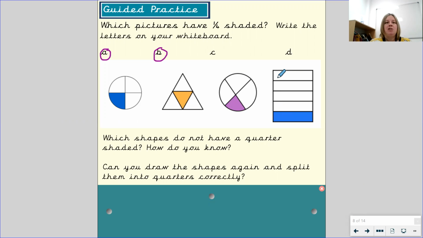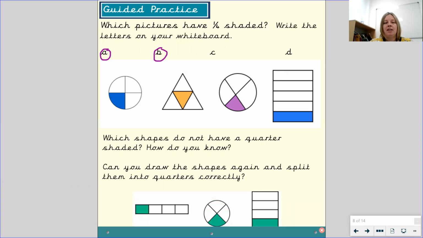On your whiteboards or on a piece of paper, I'd like you to draw shapes C and D again and split them into quarters correctly. Pause your video and have a go at this. Let's have a look. Here we go. This shows how we could draw the shapes and split them into equal parts and then shade 1/4. You might have shaded a different quarter, but you would have still shaded a quarter if you coloured in one part of the whole.